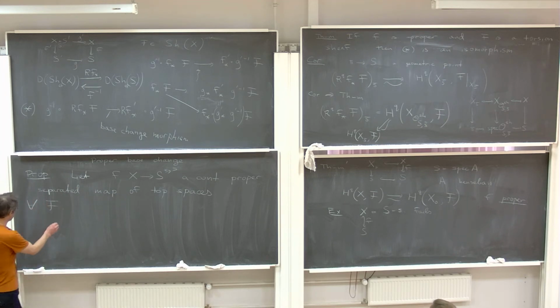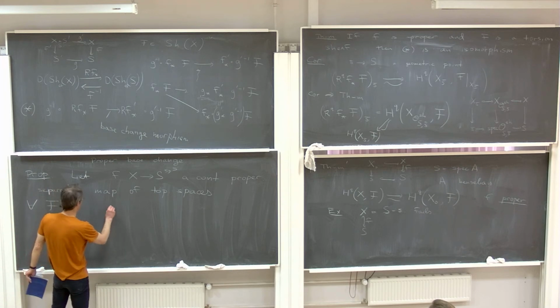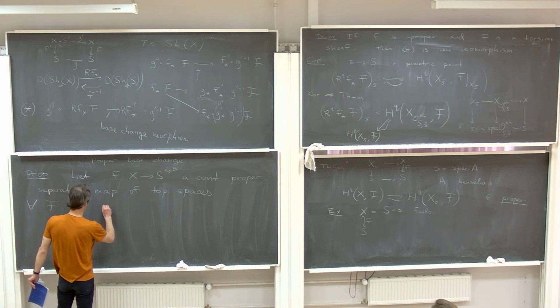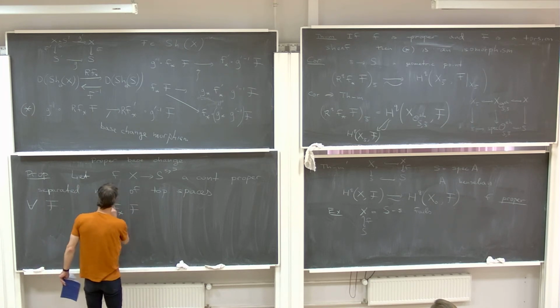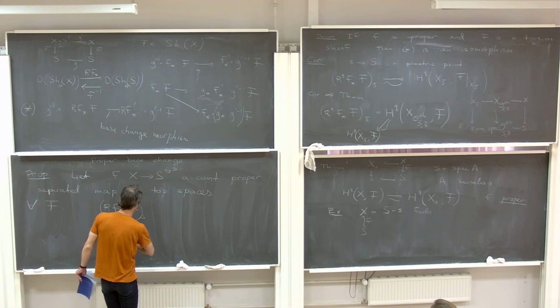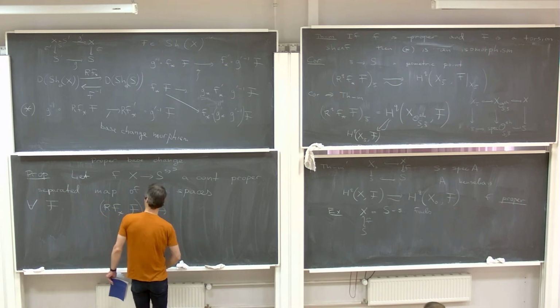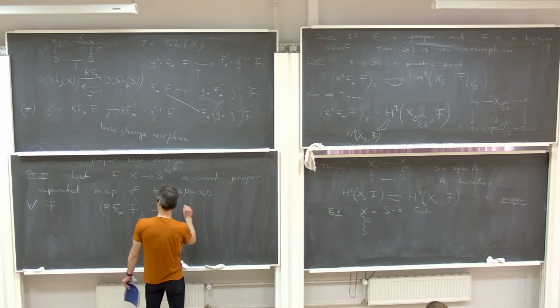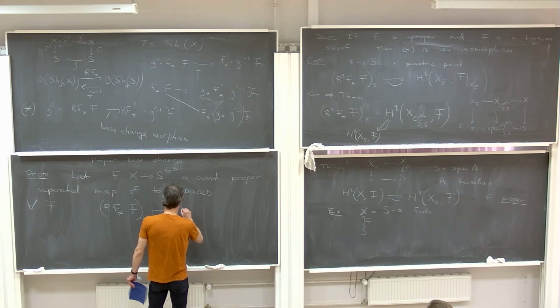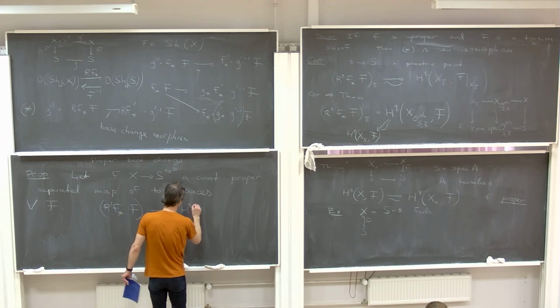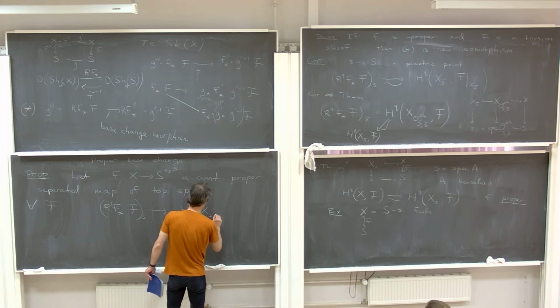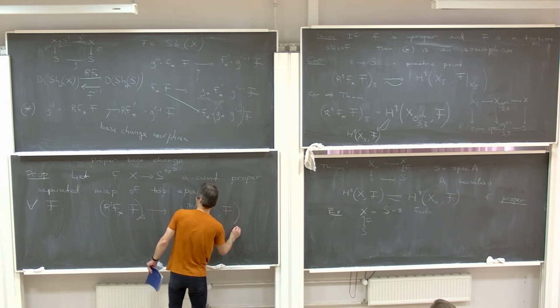Okay, so then for any F, the map from R^q f_* of F at the point s to the homology of the fiber is an isomorphism.